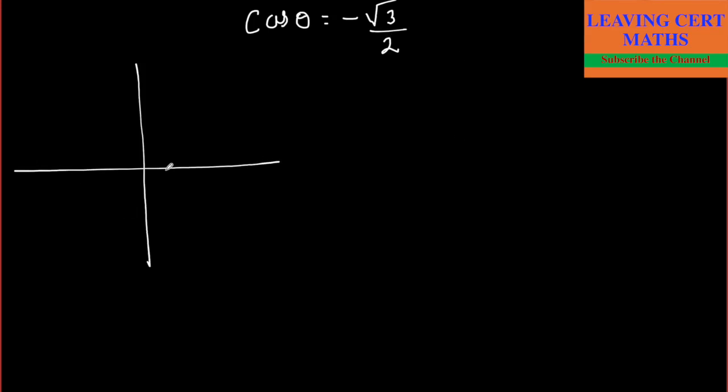Let me take one more question, and that will be from the negative angle. Let's take cos again. Cos theta is equal to minus root 3 over 2. First you have to see what is the value of cos, negative or positive? Negative. And in which quadrant is the cos negative? Third and fourth quadrant.